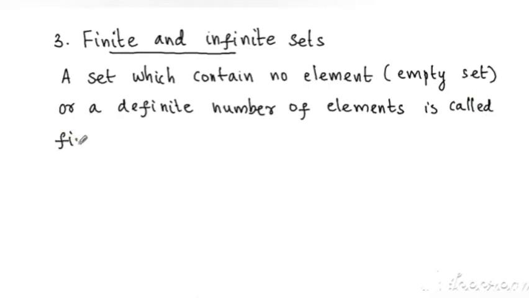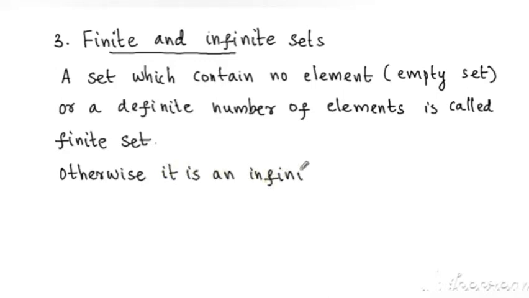Otherwise we can call that set an infinite set. A set which contains a countable or definite number of elements is called finite, otherwise it is an infinite set. Now we can move on to some examples of sets, and we can classify them as finite and infinite based on the number of elements in that set.